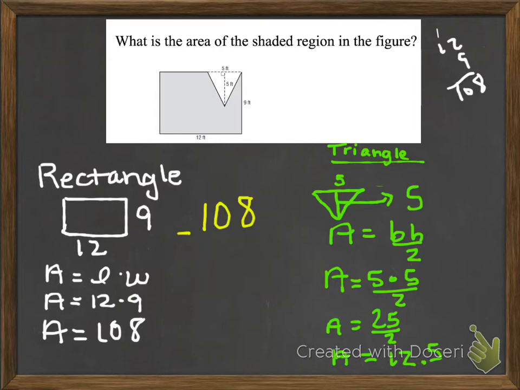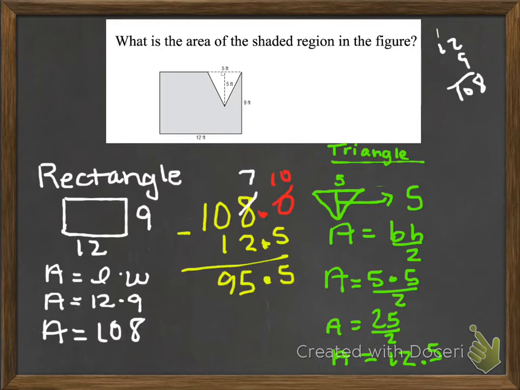Now, the most important part is we need to think now, before we start adding or subtracting, combining or taking away, we need to think about what the figure looks like here. So for the rectangle, it shows us that the rectangle is shaded, and then we need to cut out the triangle because that's not shaded. So that means we're going to subtract. So it's going to be 108 minus 12.5. So as you can see here, we got an area now of 95.5.